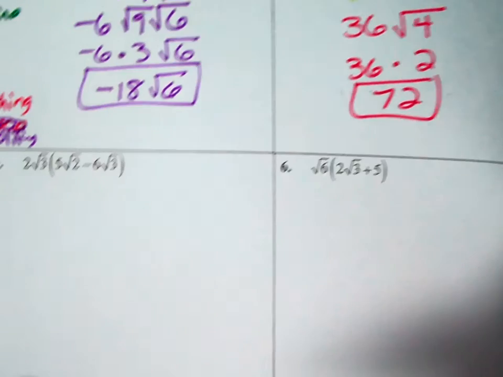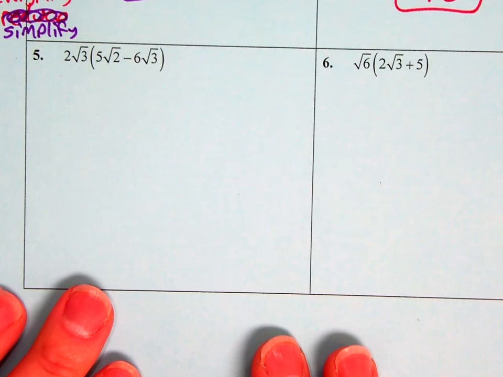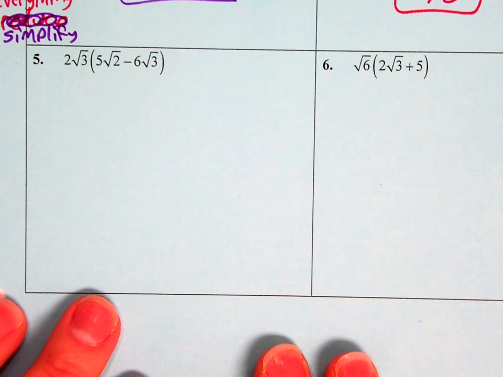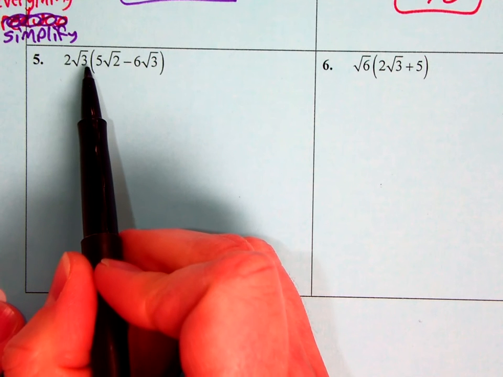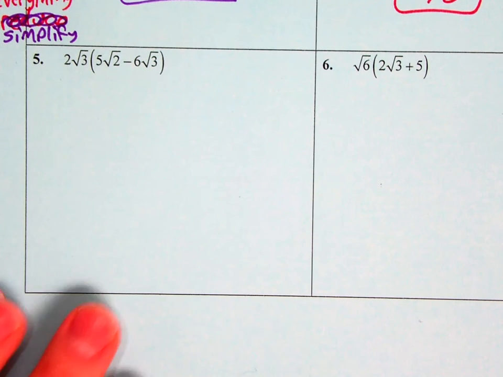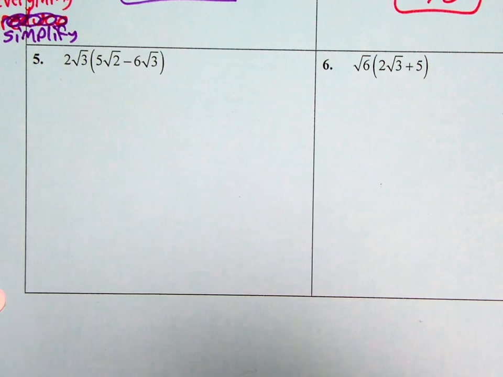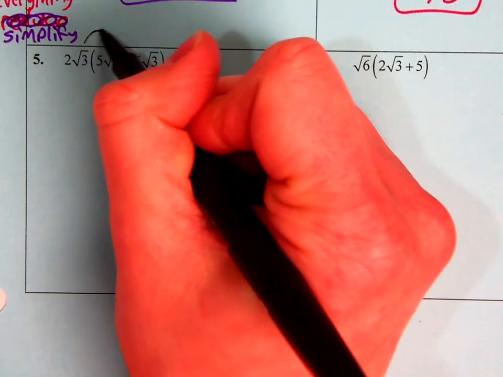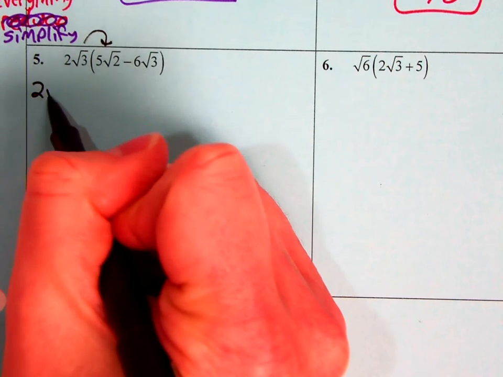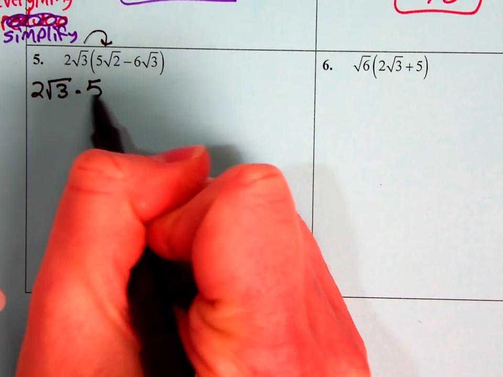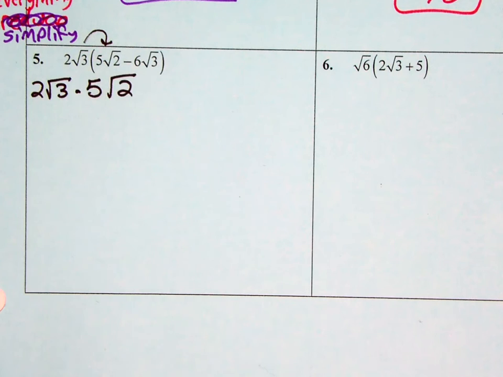Okay, so now 5 and 6 really start to combine these ideas together. But again, since there is the parentheses, we know it's multiplication, so we're going to start out by distributing first. So we're going to multiply 2 square root of 3 times 5 square root of 2. I'm not even going to worry about doing the other distributing. Remember, do this one piece at a time so you don't get overwhelmed.